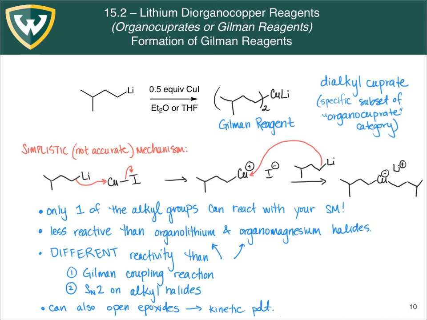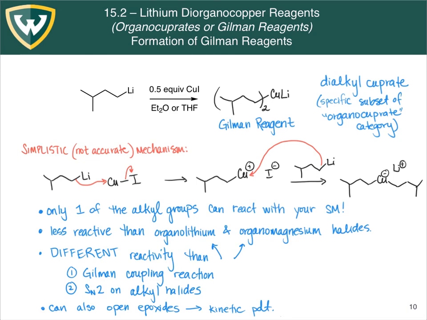Finally, a Gilman reagent or organocuprate has different reactivity than organolithiums and organomagnesium halides. First of all, they can perform something called a Gilman coupling reaction, and second of all, they can participate in SN2 reactions on alkyl halides, which organogrignards and organolithium species cannot do.